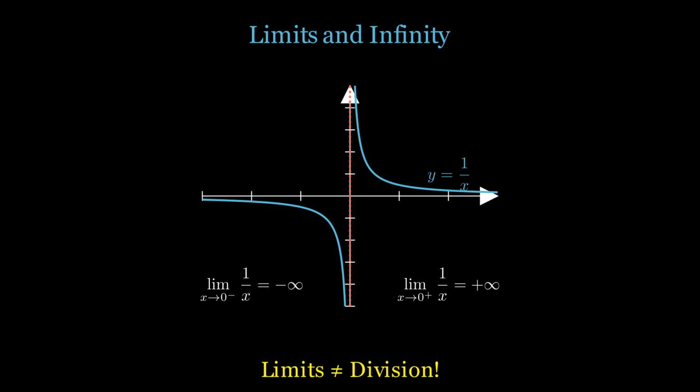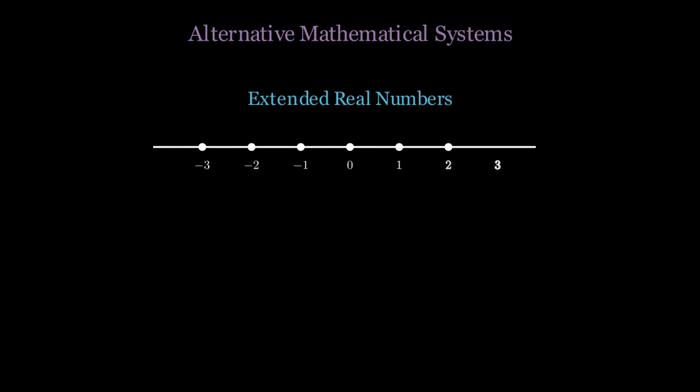Now, mathematicians are creative people, and some have asked, what if we create new number systems that do allow division by 0? One approach is the extended real number system, which adds positive and negative infinity as points at infinity. In this system, we can say that 1 divided by 0 equals positive infinity. Negative 1 divided by 0 equals negative infinity. Infinity plus 1 equals infinity. Infinity times 2 equals infinity.